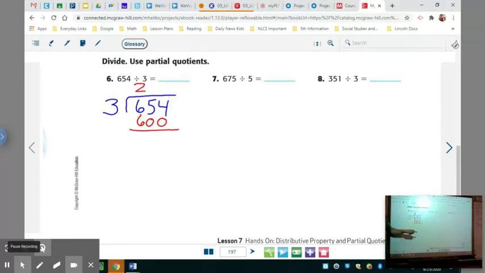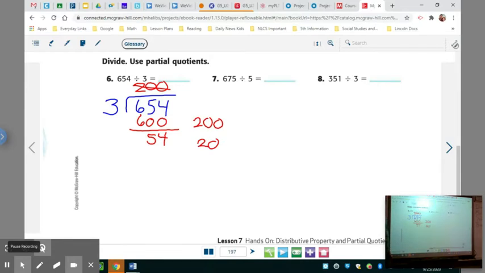Subtract those, what do you get? 54. Sorry, I gotta get 200 right here. I gotta put 200 over here, don't I? Sorry, I gotta put 200 over there. Forget that one right there. So when you subtract those, what do you get? 54. Okay. Will 3 go inside of 5 evenly? No. But it will go inside of what evenly? 60, right? So how many times will 3 go into 60? 20 times.